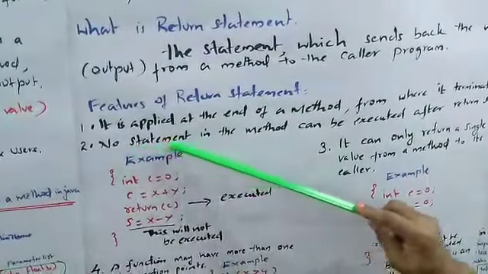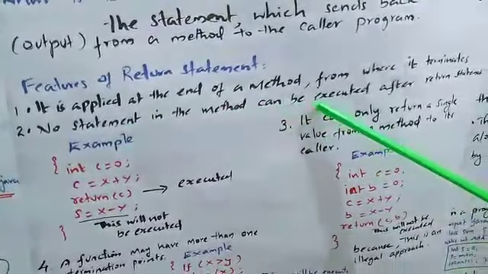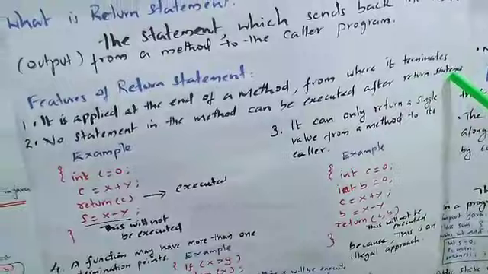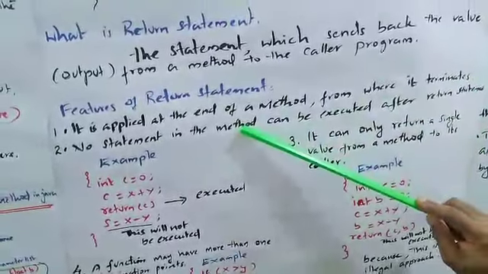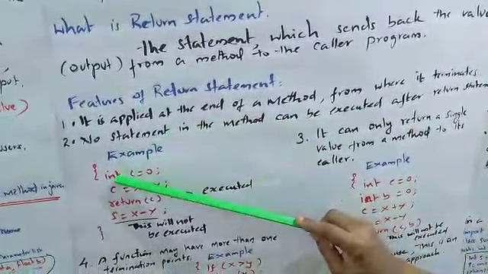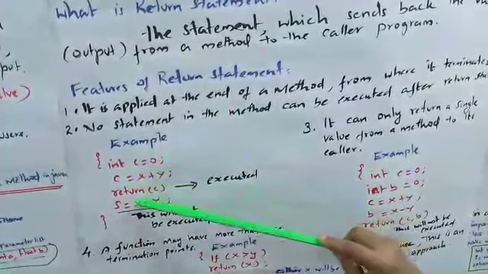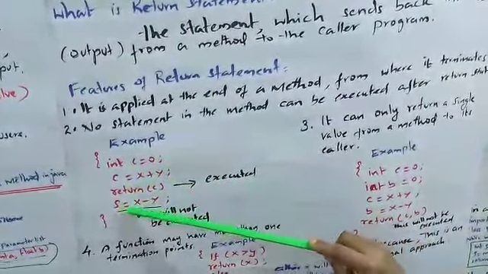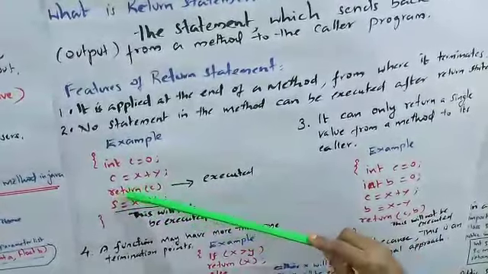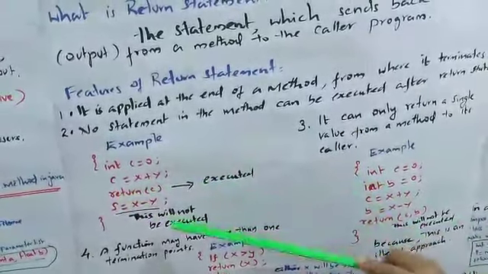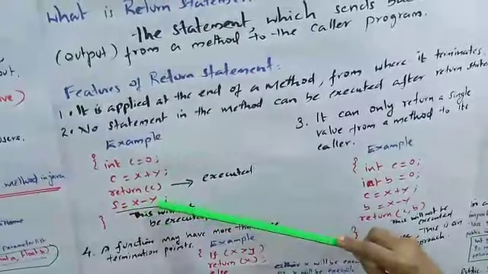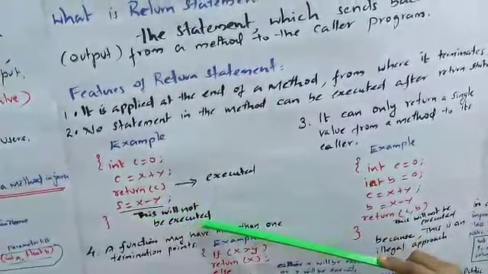Second point, no statement in the method can be executed after the return statement. So no statement can be executed. See one example: int c = 0; c = x + y; return c; and after that c = x - y. Here return c is executed, but this c = x - y will not be executed.